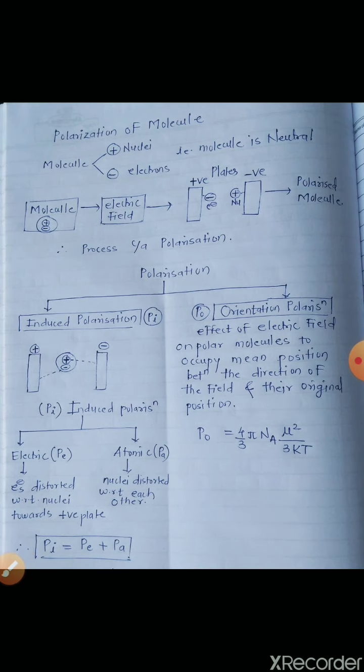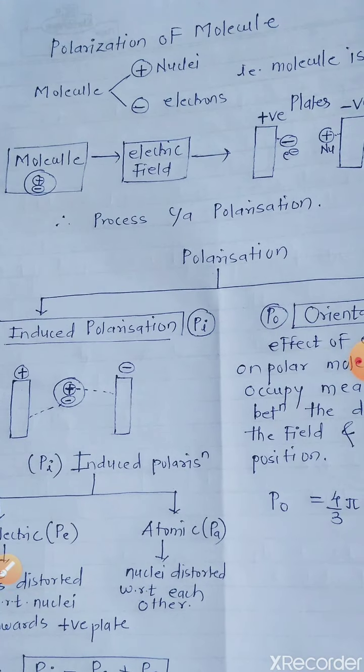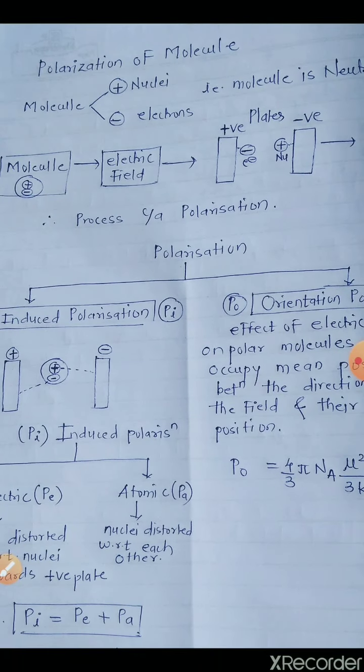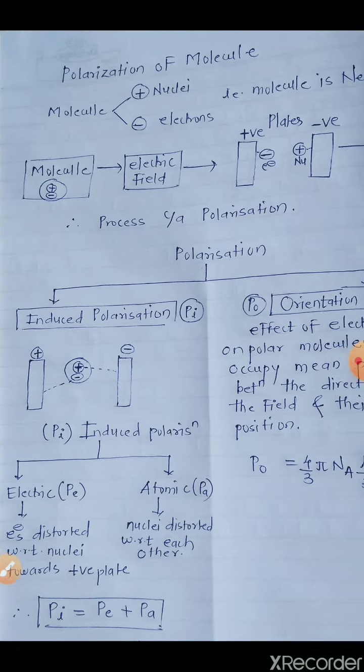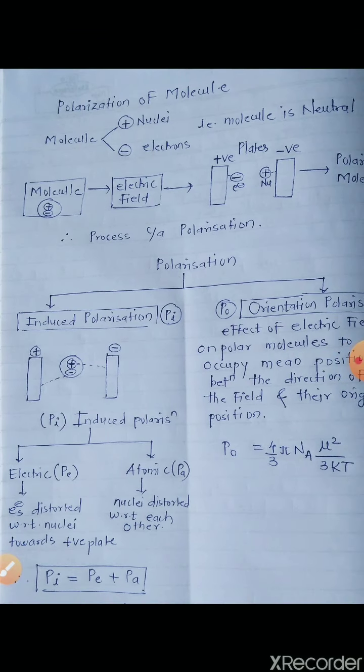Next is polarization of a molecule. Here you can see that the molecule is composed of positively charged nuclei as well as negatively charged electrons, and due to the balance between positive and negative charges, the molecule is completely neutral.